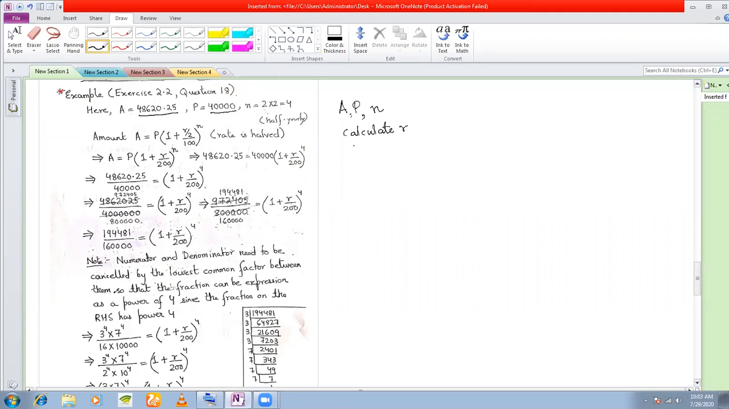Now see here, the interest is compounded half yearly. So my N here was 2 years, which I multiplied by 2 to get 4. And the rate is halved. You know that the rate is halved. So instead of R, I've substituted all these values in the formula. A I knew, P I knew, R I had to calculate, N I knew. So I've substituted all this here.